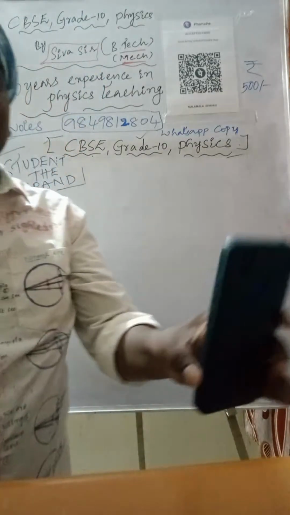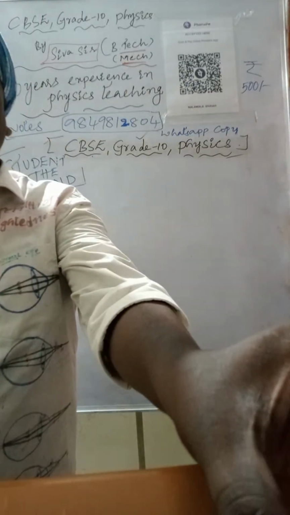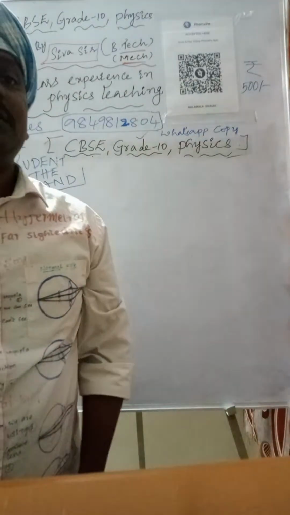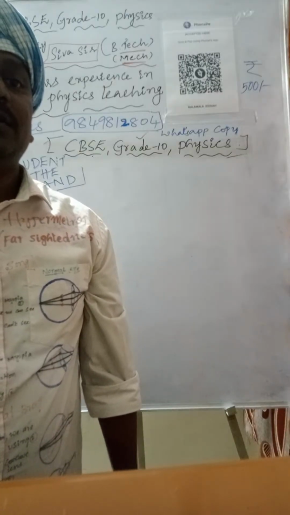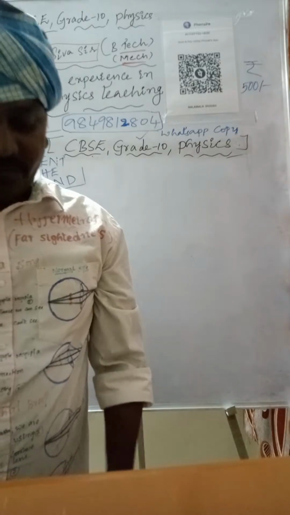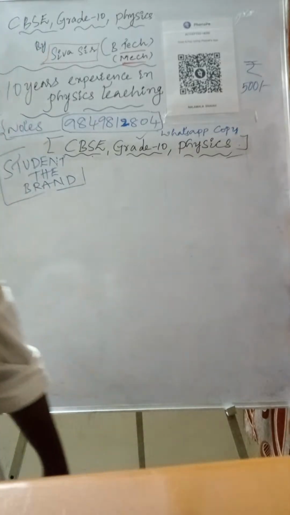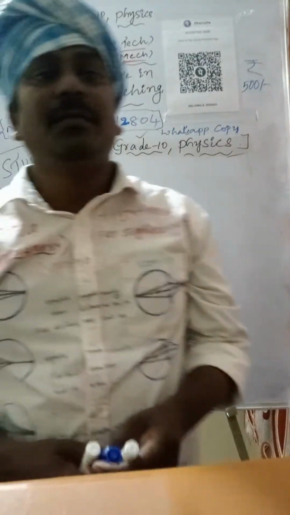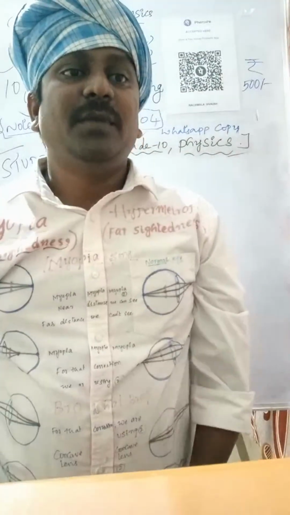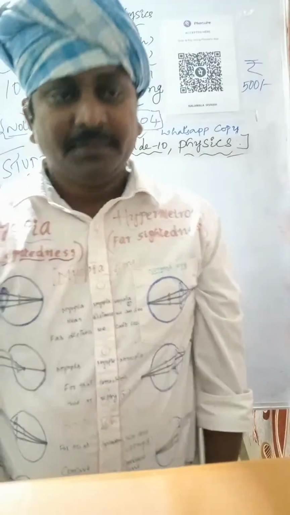So the human eye is the most sensitive organ. Whatever we are discussing, we can see now. We'll talk completely about the human eye, its parts and functions.